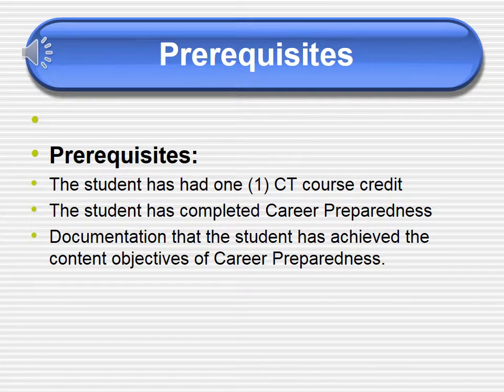The prerequisites for work-based learning cooperative education are the student has had one CTE, which is Career Technical Education, course credit, and that could be a career preparedness class or a business technology class, and documentation that the student has achieved the content objectives of career preparedness.